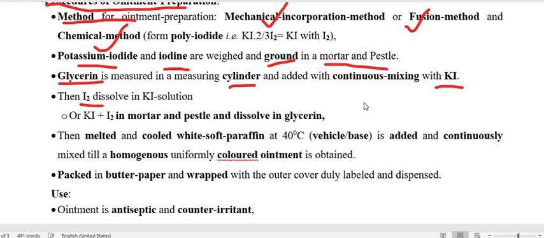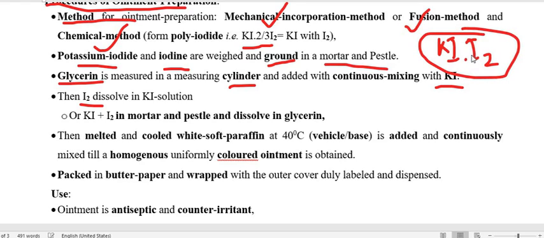So what is polyiodide? It is the compound formed by the potassium iodide and iodine. We write it like this: potassium iodide and iodine. This is called polyiodide, whether it is one iodine, two iodine, or three iodine, that we have to write here.